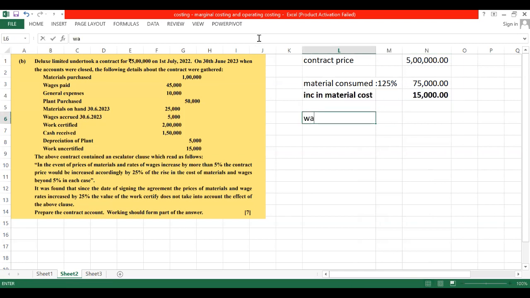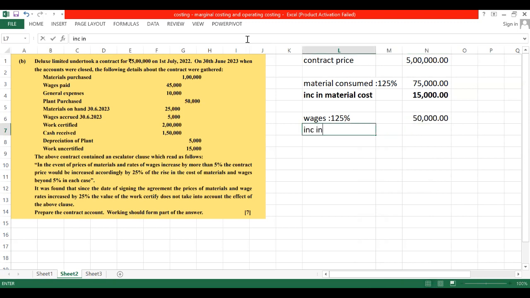Next, wages. Wages, 125% is, there is the 45,000, plus 5,000 rupees accrued. Accrued means it is due. It is due for payment. They have not yet paid it. So that will get added in your total wages. So total wages is 50,000.